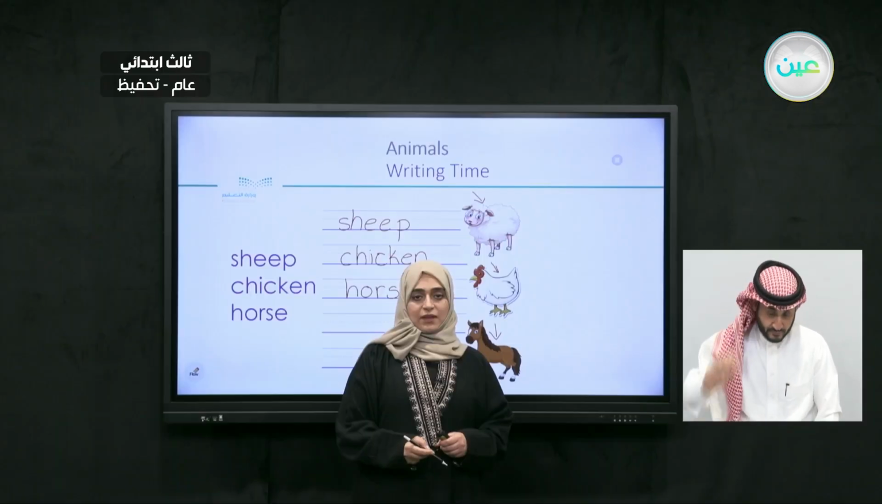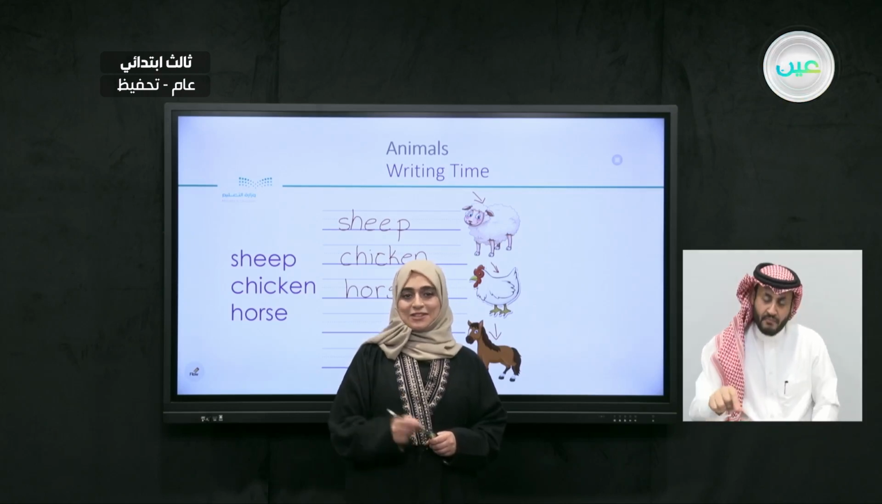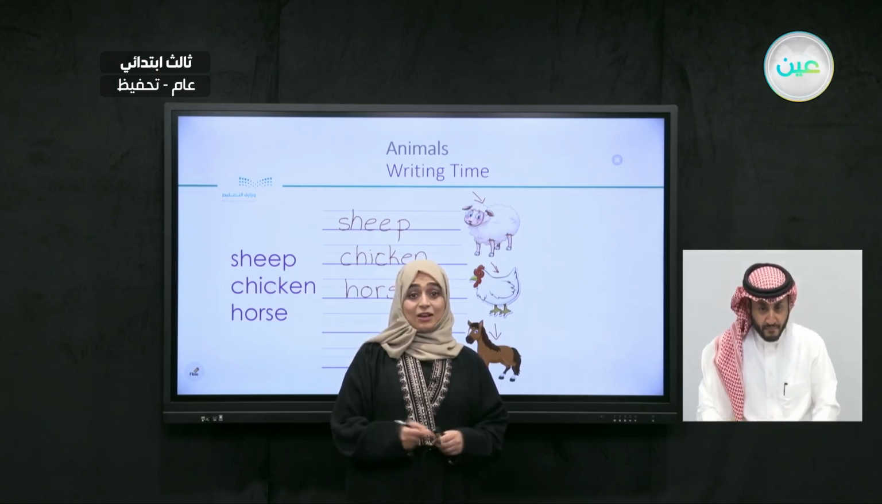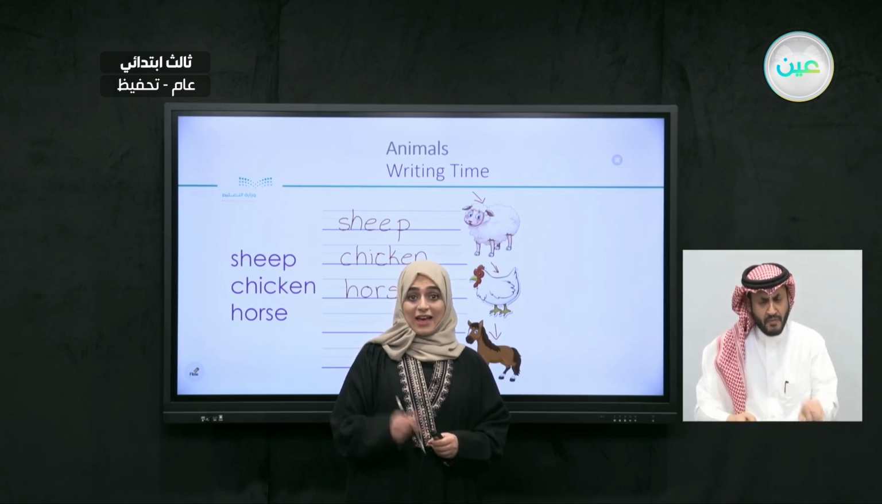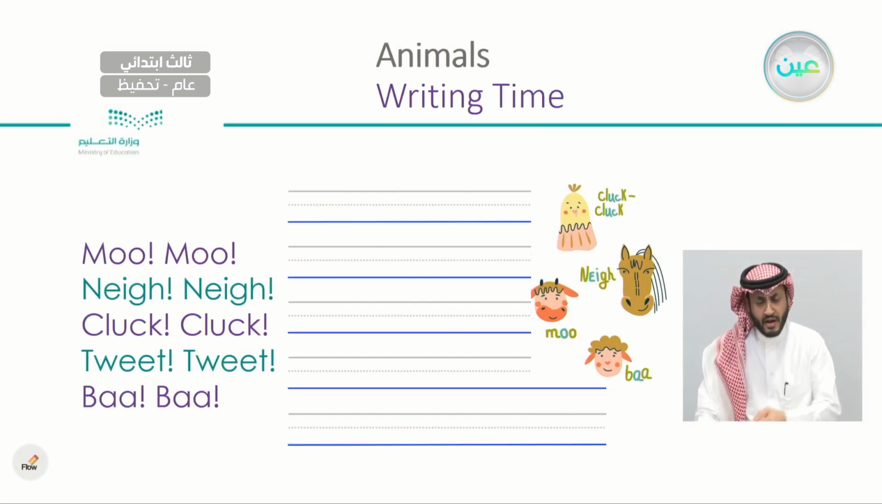Did you trace all the animal names with me? Did you write them on the side too? Go ahead, challenge yourself. Excellent. Now, on page 84, we're going to do more tracing. So we're going to listen, point, and practice. The sounds. Now here it says moo, moo. It's what the cow says, right? Moo.